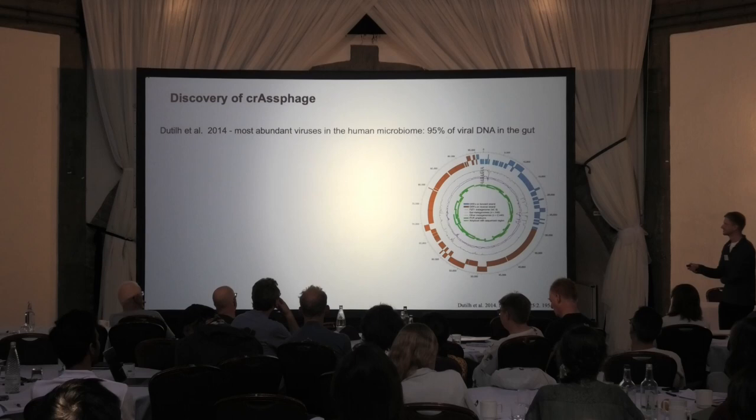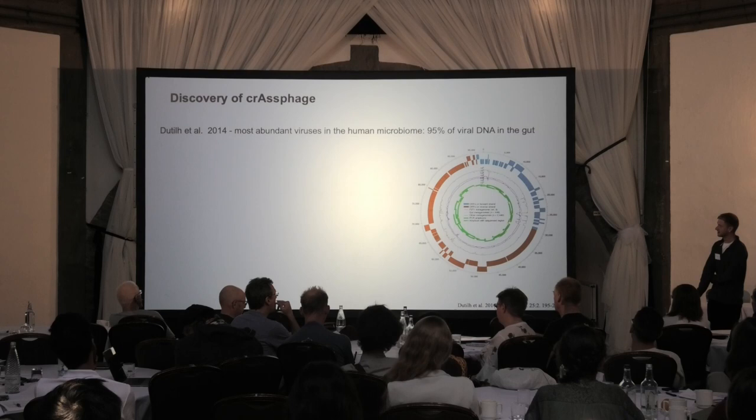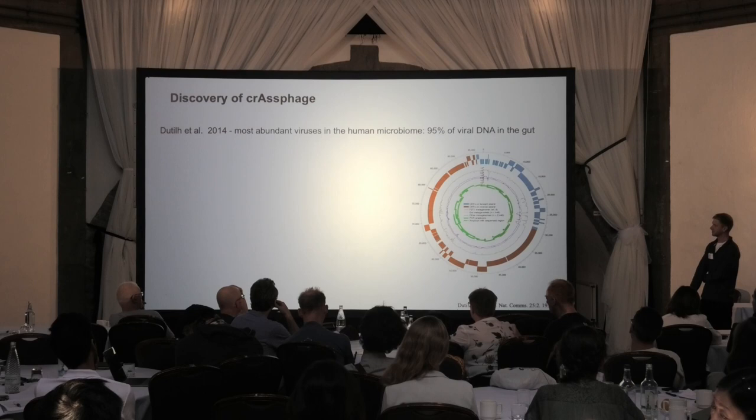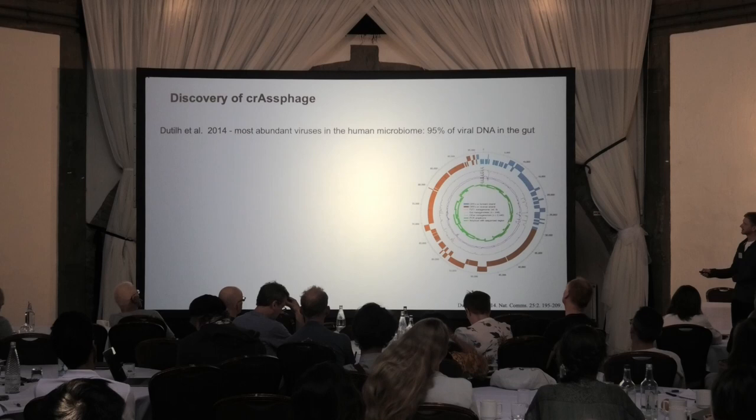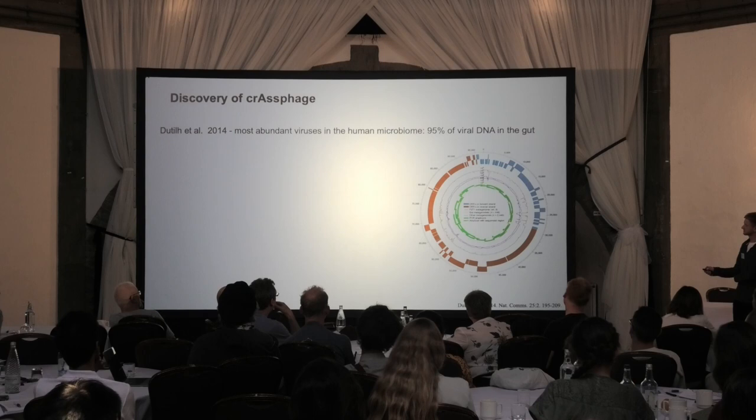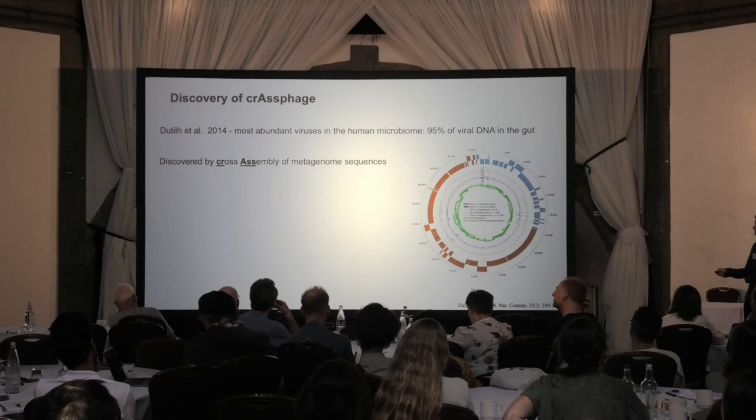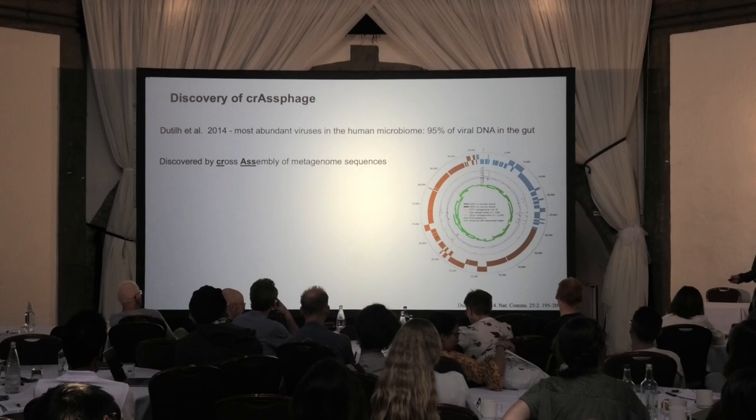So, for those of you who aren't familiar with what crassvirus is, there was a study in 2014 that analysed a large number of metagenome sequences of bacterial populations associated with humans, and they found in the human gut microbiome, this particular sequence accounted for 95% of viral DNA in the gut. So they discovered this using a novel algorithm that the same group described called cross-assembly. That's where the phage takes its name from.